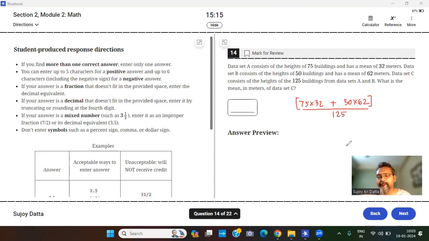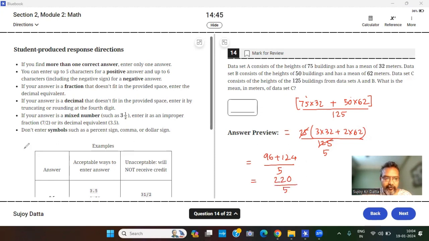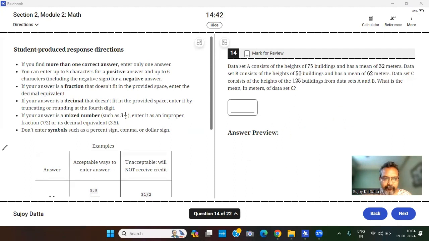So what is their mean? Divided by 125. So from the top, if I take out 25 common, so 3 times 32 plus 2 times 62, divided by 125. 125 and 25 cancel with 5. I'm just not using a calculator, so you can always use a calculator and get it done. So that's 96 plus 124 over 5. So that is 220 upon 5. So that's 44. So the answer is 44.